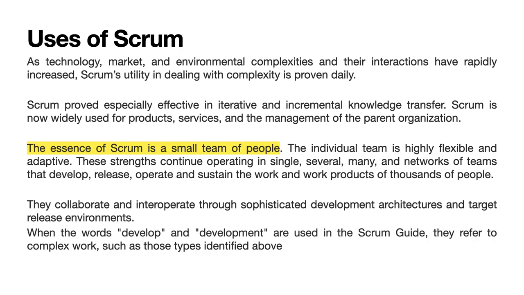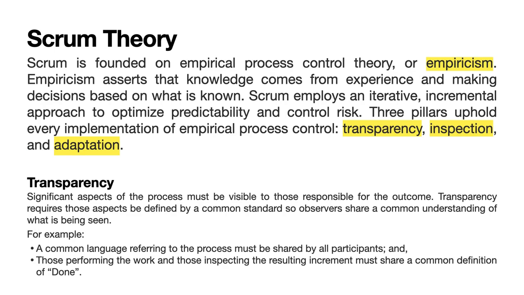The essence of Scrum is a small team of people. The individual team is highly flexible and adaptive. These strengths continue operating in single, several, many, and networks of teams that develop, release, operate and sustain the work and work products of thousands of people. They collaborate and interoperate through sophisticated development architectures and target release environments. When the words develop and development are used in the Scrum Guide, they refer to complex work, such as those types identified above.